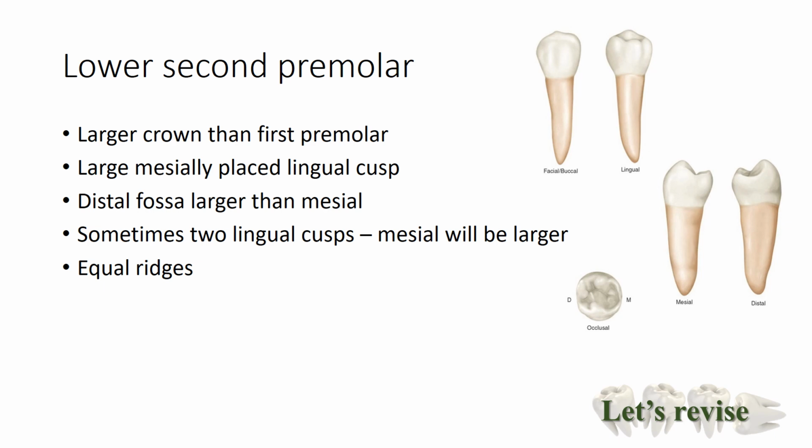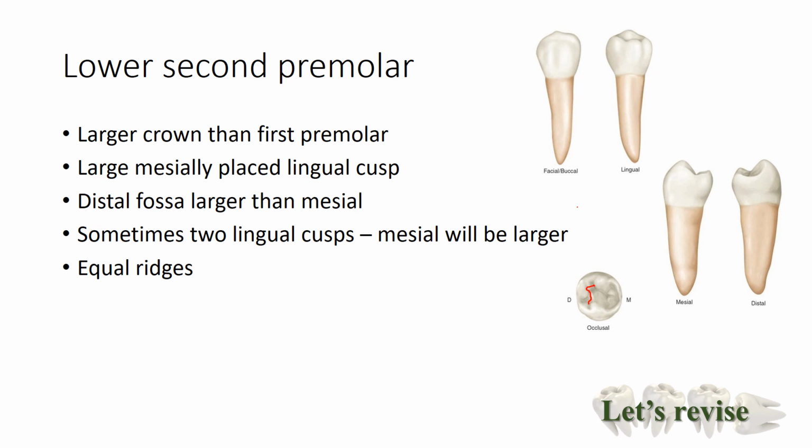very similar in appearance, but it's got a much larger crown than the lingual cusp has. The distal fossa is much larger than the mesial fossa now, so you can see we've definitely got a much larger fossa going on in here. Sometimes you'll have two lingual cusps, and if you do, the mesial is going to be much larger. We've got equal ridges now, although these drawings are not that easy to demonstrate that. You have got equal ridges.